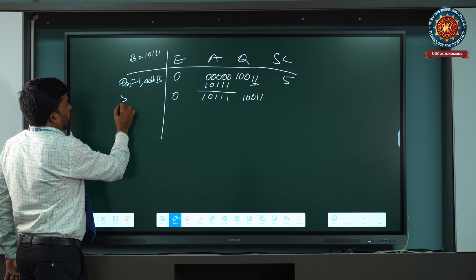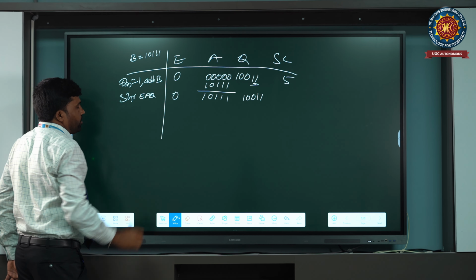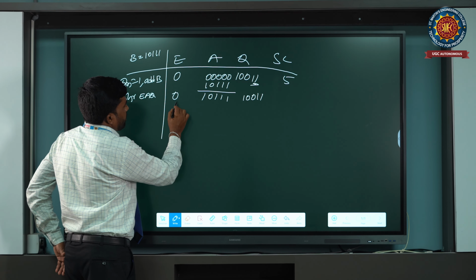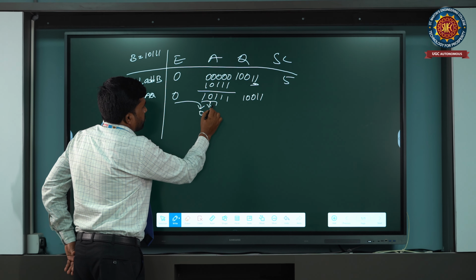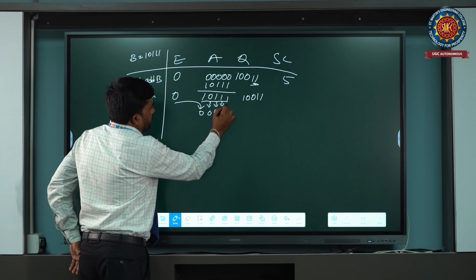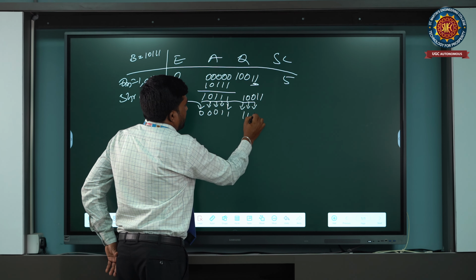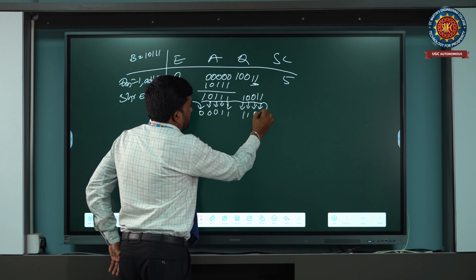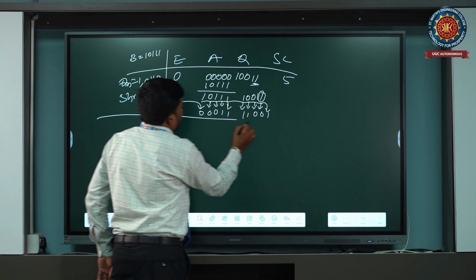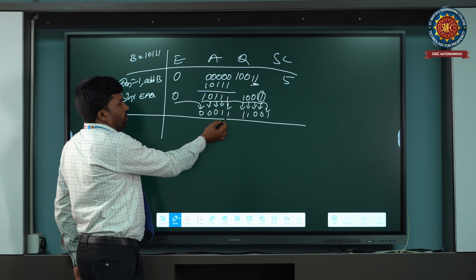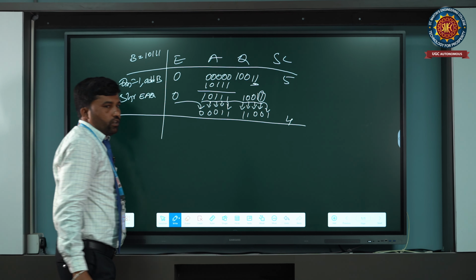Then next we do the shift right EAQ operation. Shift right EAQ means we shift this bit to here, this 0 to here, and each of the remaining bits one position to the right, 0 0 1. Here this last bit is discarded. So finally at the fifth position the product is 0 0 0 1 1 1 0 0 1. That is completed.